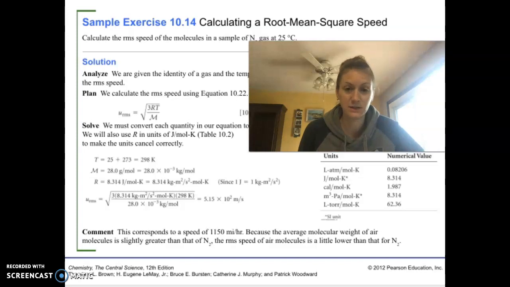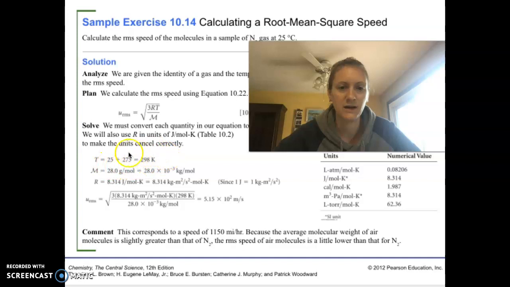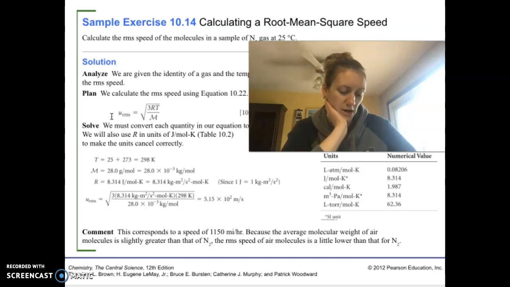because for gases you always convert to kelvins. So that's the first step right here. You're going to take your 25 plus 273 and it'll get you 298 kelvins. This equation that they are going to use is equation 10.22, and it's just given to you in the book, so it'd be one that we would write down and just reference.